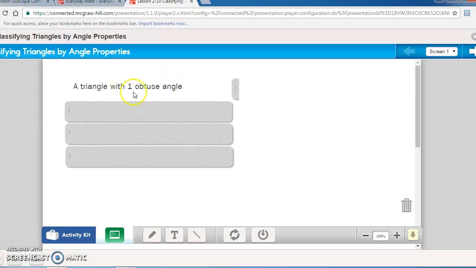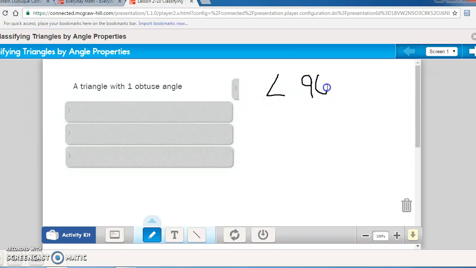A triangle with 1 obtuse angle. So what does obtuse mean? That's right. It means it's larger than a 90-degree angle. And it should only have 1 of those. So it should have one angle that's greater than a 90-degree angle. That's the triangle I just drew you earlier, where this measures more than 90 degrees.